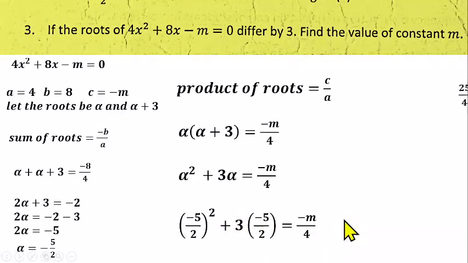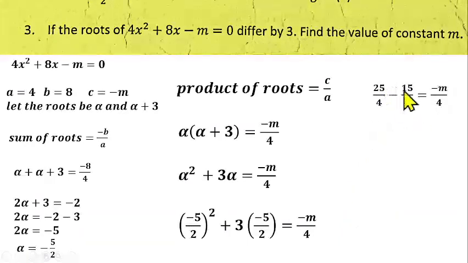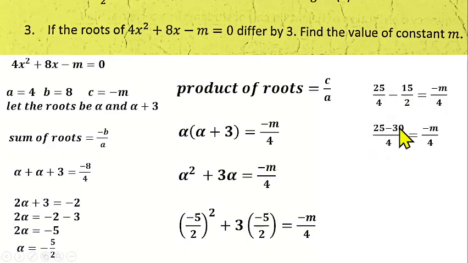So if you simplify that, you have 25 over 4 minus 15 over 2 equals minus m over 4. The left hand side, we can find the LCM here. So that should give us minus 5 over 4 equals minus m over 4. So the denominator 4 will cancel the 4 here. That means minus m equals minus 5. Then m will be equal to 5 for question number 3.